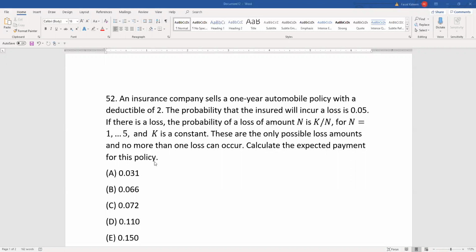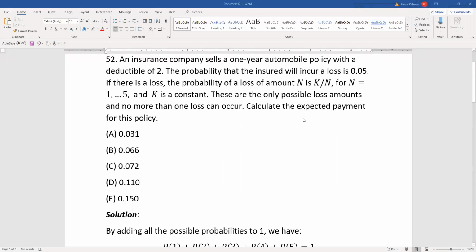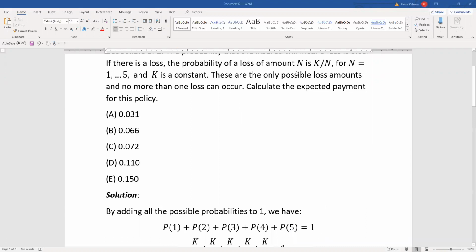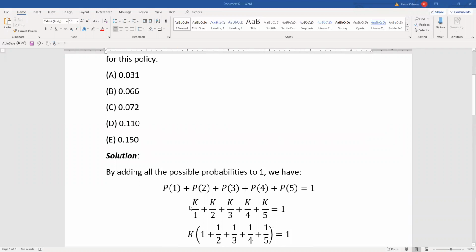So the first step is to find k, and for this we will add up all the possible probabilities to 1. So the possible losses are 1, 2, 3, 4, 5, and so p of 1 plus p of 2 up to p of 5, they all add up to 1. Now p of n is k over n, so p of 1 is k over 1, p of 2 is k over 2, p of 3 is k over 3, and so on.